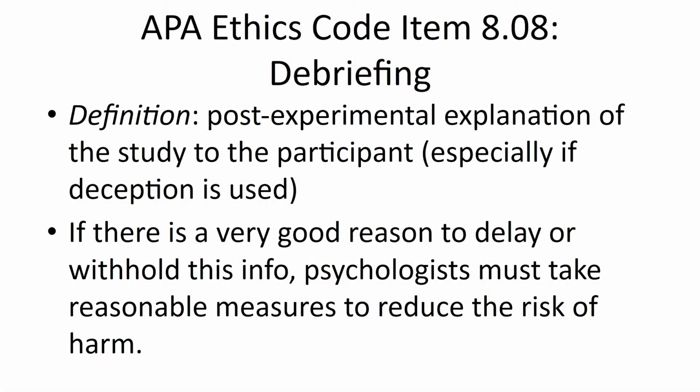Because if you do use deception in your study, it'll only be allowed if it's absolutely necessary to test your hypothesis. Now, APA Ethics Code Item 8.8 refers to debriefing, that post-experimental explanation of the study to the participant, especially if you use deception. So debriefing is common practice. After the study, you just want to explain to the participant what this was all about. What was your hypothesis? What were you trying to find?